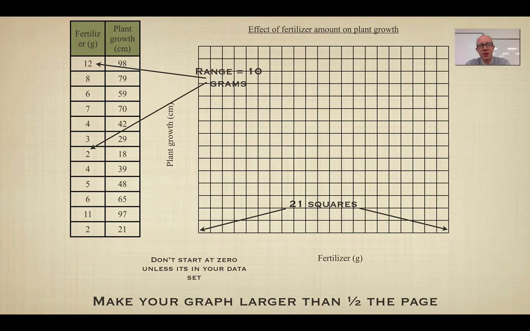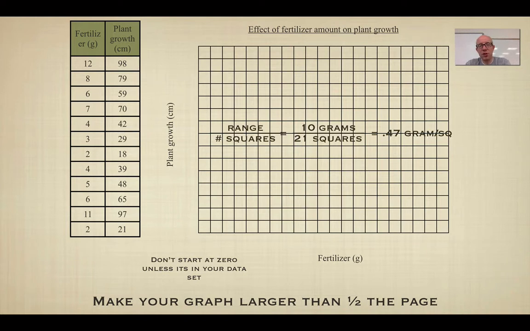So if we look at this, that means we have a 10-gram range for the amount of fertilizer given. Now, if we have 21 squares to work with, we can do a calculation of dividing the number of grams, the range, by the number of squares we have to work with. But when we do that, we get a kind of weird decimal, 0.47 grams per square. But that gives you an idea of what you should be using as your axes. Don't use 0.47. We probably should use about 0.5 because that's an easy number to work with. So every other square gets labeled with 1. Okay? You don't have to do that division, but it may help you figure out exactly what numbers you should be looking at. Okay, then we do the same thing for the plant growth.